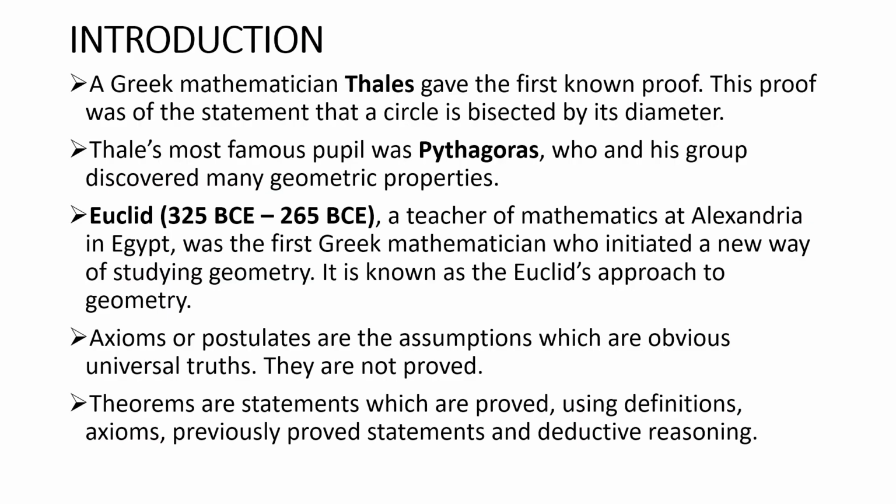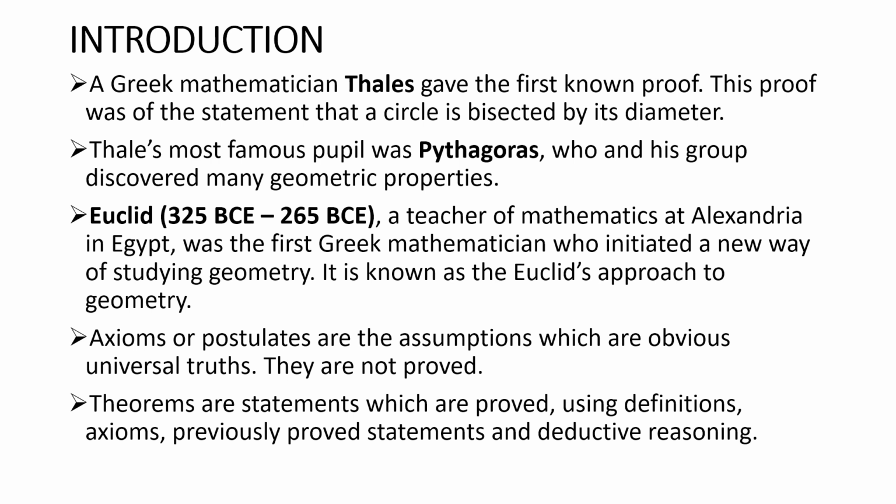The history of geometry. A Greek mathematician Thales gave the first known proof in geometry. This proof was of the statement that a circle is bisected by its diameter. Thales' most famous pupil was Pythagoras, whom we know for the very famous Pythagoras theorem. Euclid, 325 BCE to 265 BCE, was a teacher of mathematics at Alexandria in Egypt, and he was the first Greek mathematician who initiated a new way of studying geometry, so it is known as Euclid's approach to geometry.